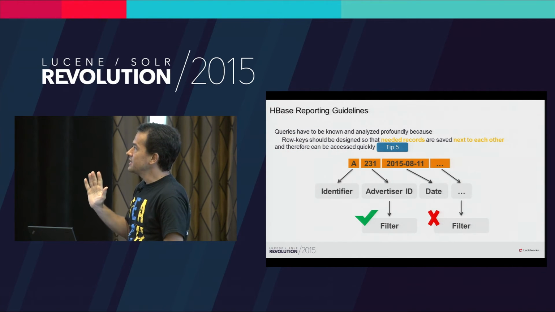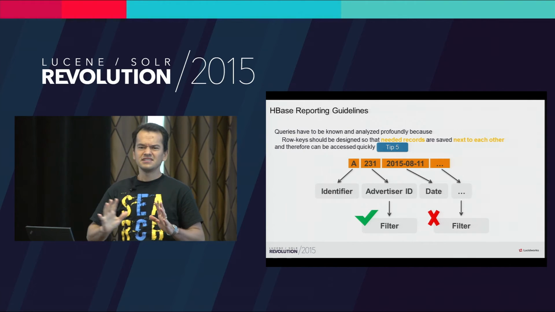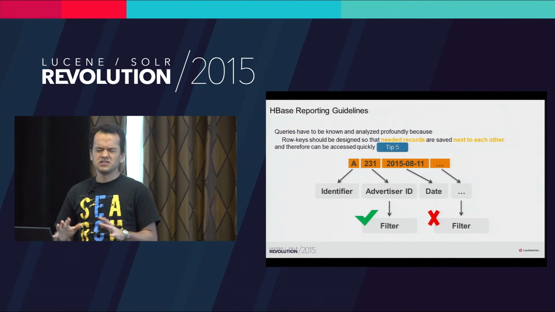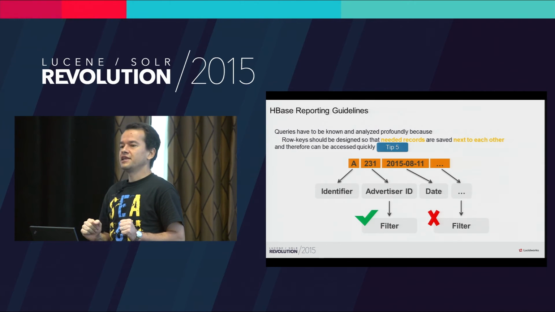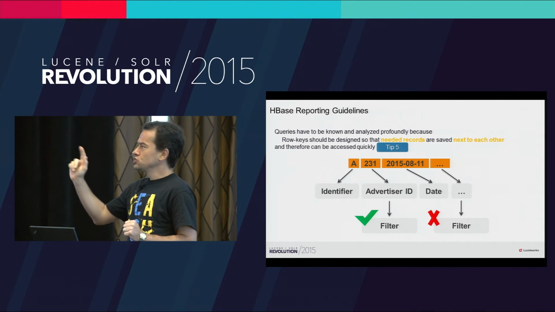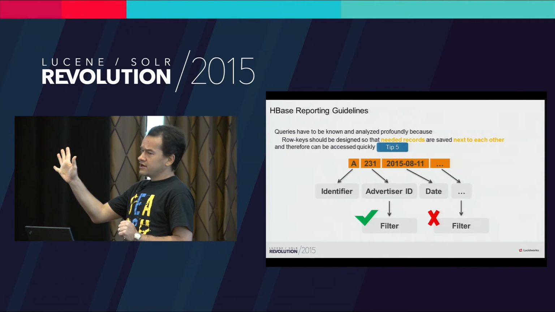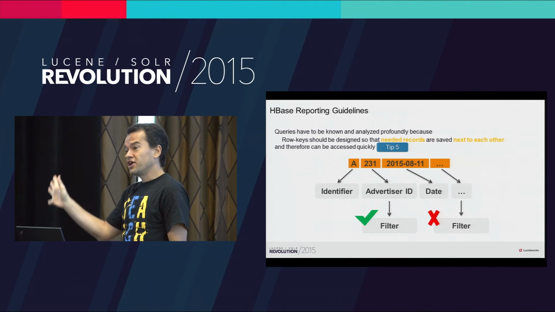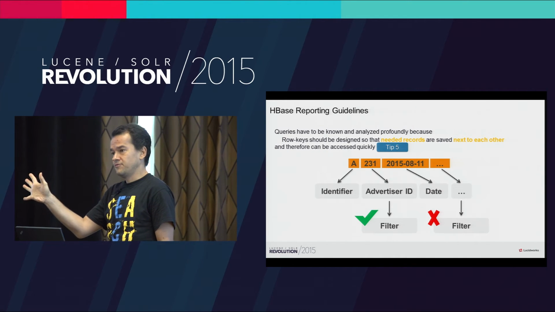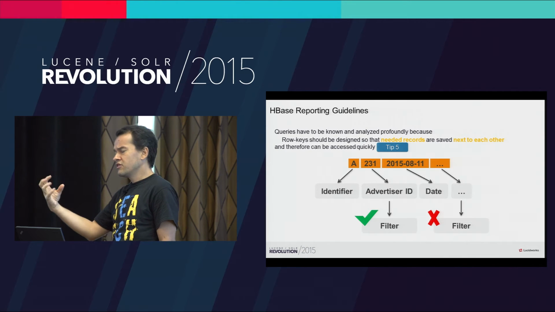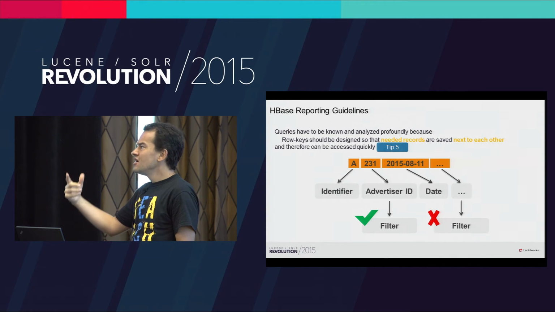The next guideline is the row key design. And that's something that is well known in HBase. For all different applications, it's important how you design your row keys, because those row keys are used for sorting the records, as I mentioned, how they are saved, and you want the records that you need to be locally saved next to each other.